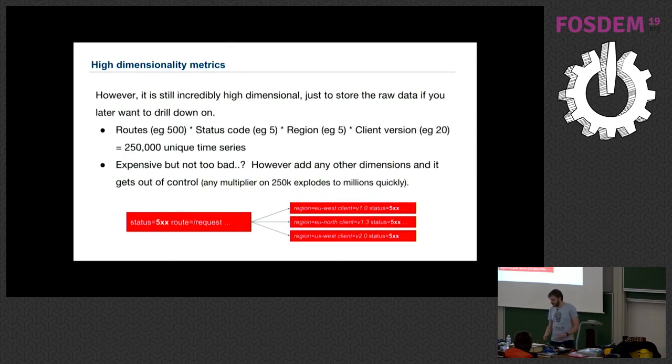However, just to store the raw data is still pretty highly dimensional. An example we have here is 500 HTTP routes, 5 status codes, 5 regions that backends are running in, and say 20 client versions. That's 250,000 unique time series. It's expensive, but not too bad. If you have a whole bunch of client versions or add other dimensions onto it, it reaches millions pretty quickly.